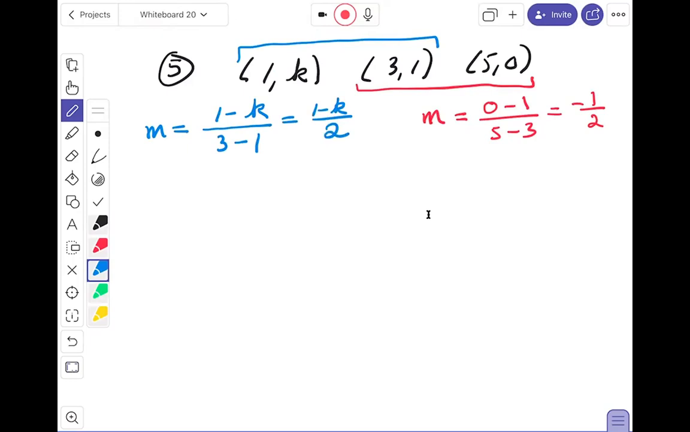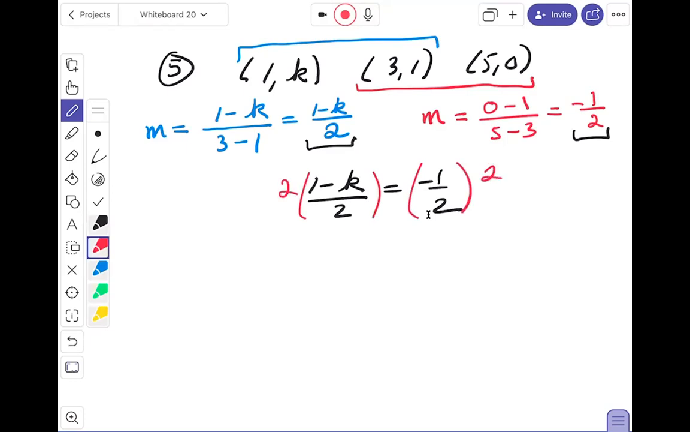Well, let me write this down now. This slope here must be identical to this slope, which means that 1 minus k over 2 must equal minus 1/2. I'm going to multiply both sides by 2. And what do you get? 1 minus k equals minus 1. That's not so bad. And then I'm going to subtract 1 from both sides. And what do you get? Minus k equals minus 2. And I think it looks pretty obvious now. K is equal to 2.